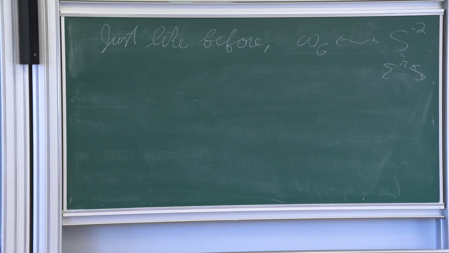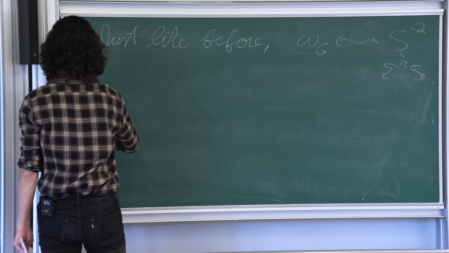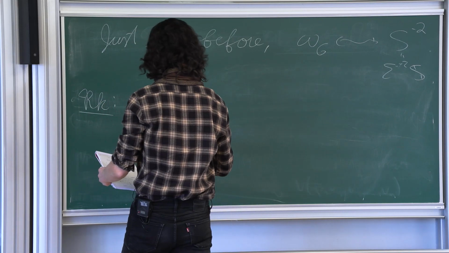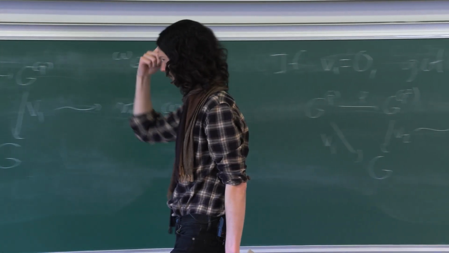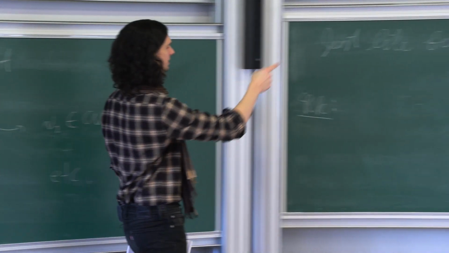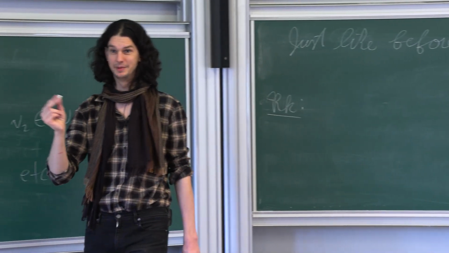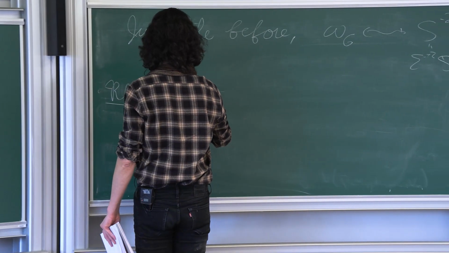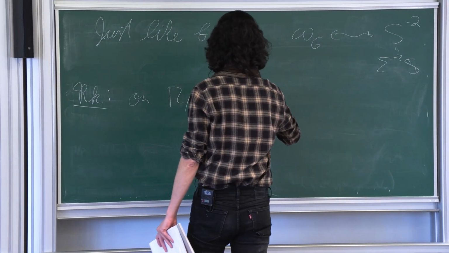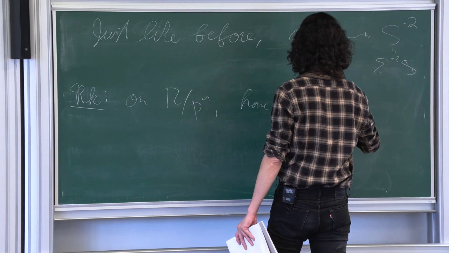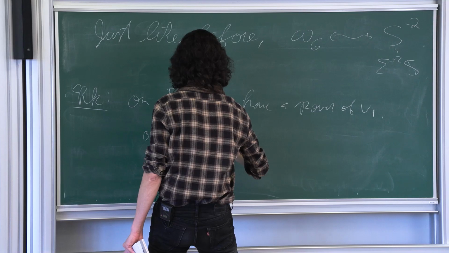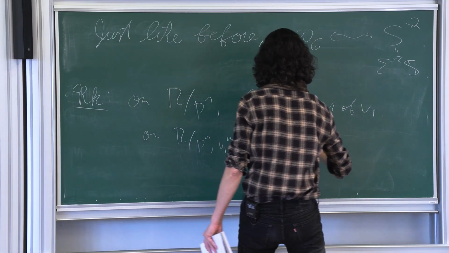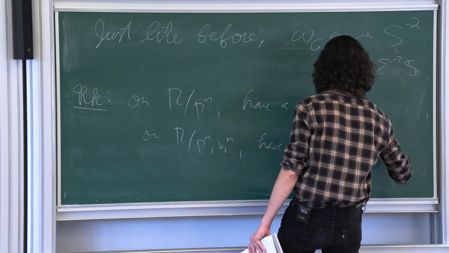Okay. Let me make one small remark, and then we'll take a little break before moving on. Remark: in the stable homotopy theory story, we were not just modding out by p and v1 and so on. We allowed ourselves also to take powers. And you could do that here too. So on R mod p^n, you have a power of v1. On R mod (p^n, v1^m), you have a power of v2, etc.